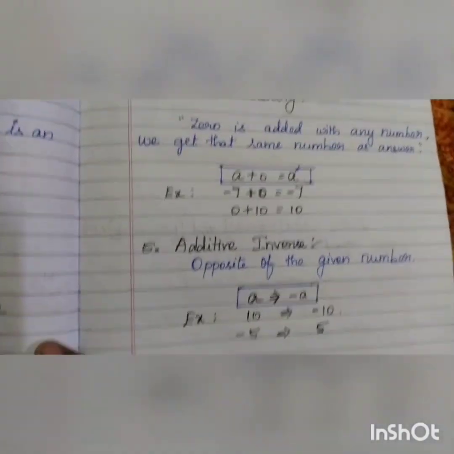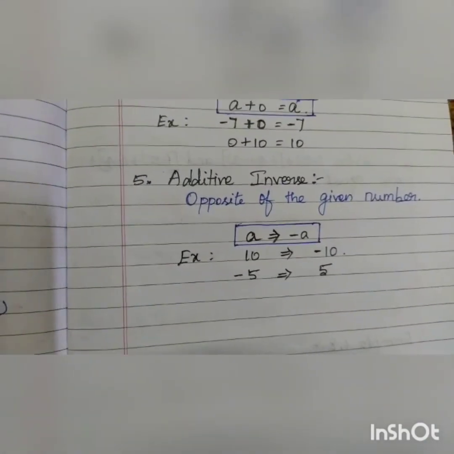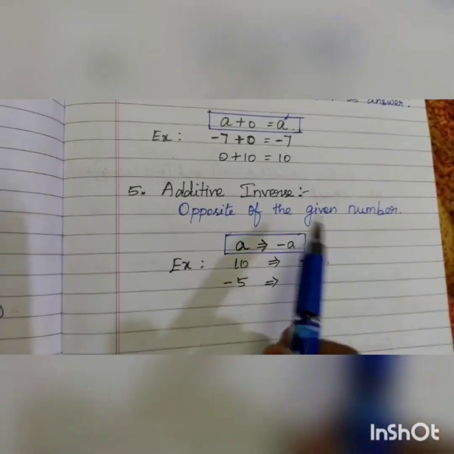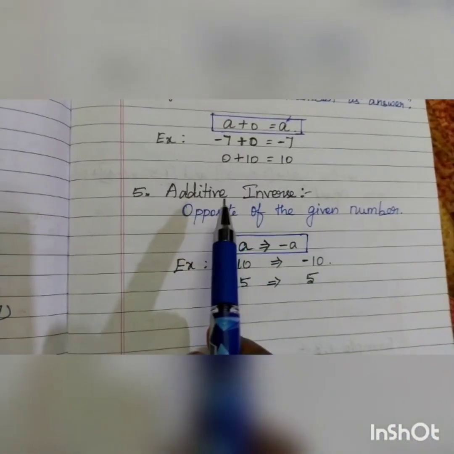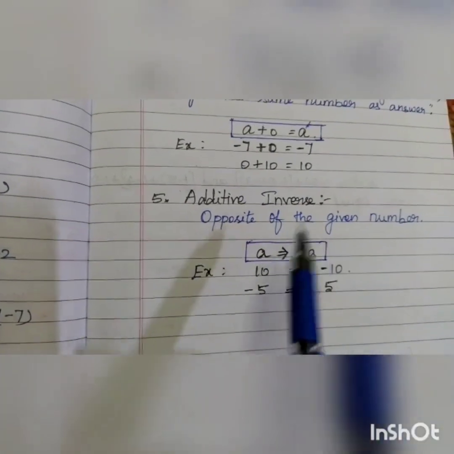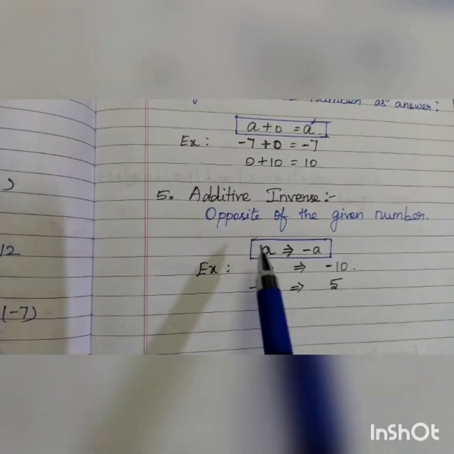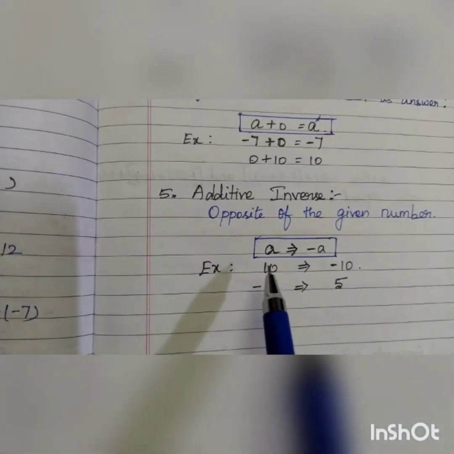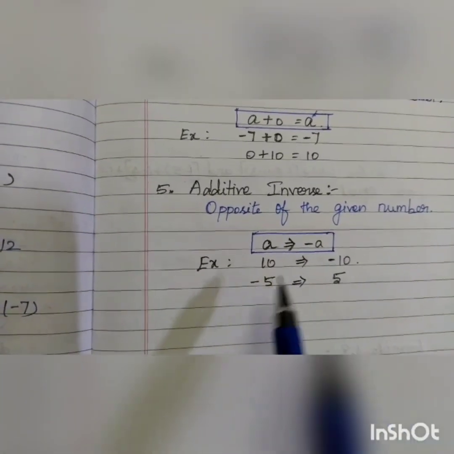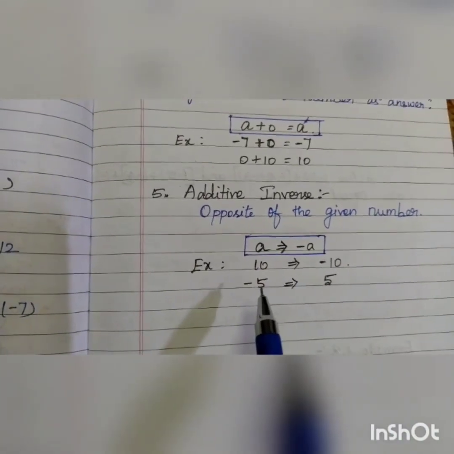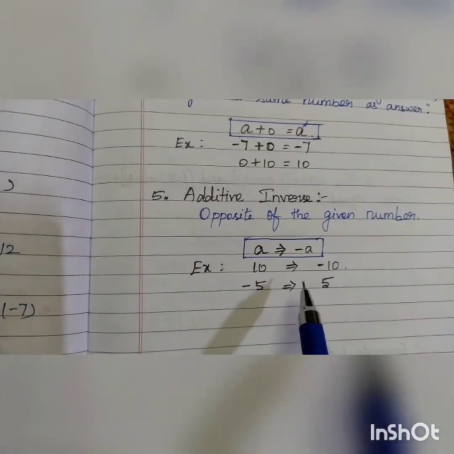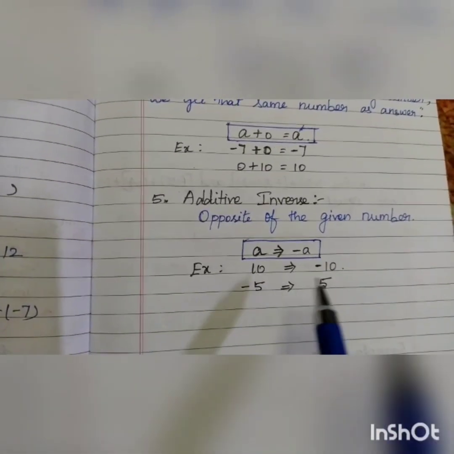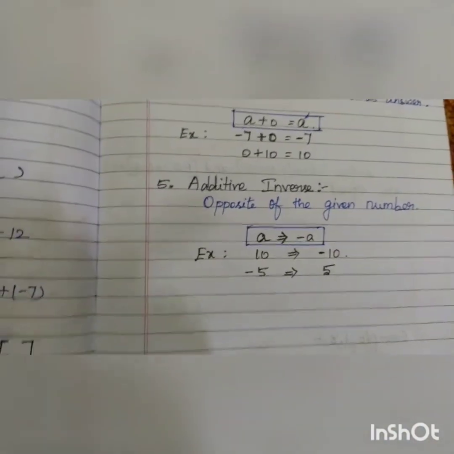Okay, so next to that, fifth, additive inverse. The opposite of the given number is called the additive inverse. So if I give a, the additive inverse of a is minus a. If the number is 10, the additive inverse of 10 is minus 10. If the number is minus 5, the additive inverse of minus 5 is plus 5. For a positive number we get a negative answer, and for a negative number we get a positive answer. Okay, are you clear up to this?